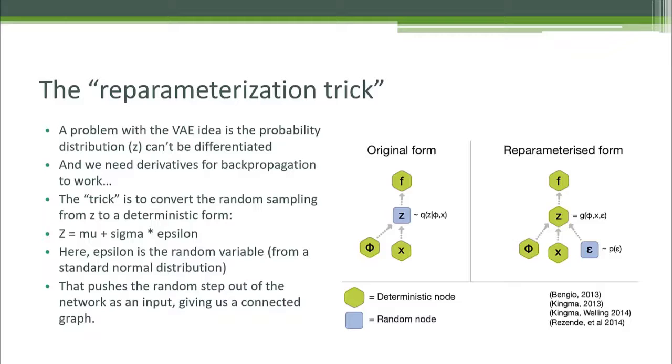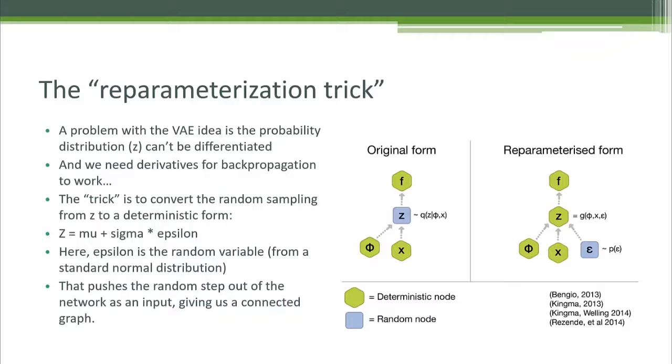So the trick we use to get around that is by converting the random sampling in Z to a deterministic form. Mathematically, we might call that Z equals mu plus sigma times epsilon. The specific Greek letters you use don't matter. We're actually using different ones on the diagram here. But the idea is that we're introducing this new epsilon term, or whatever you want to call it, where the randomness gets moved off to.